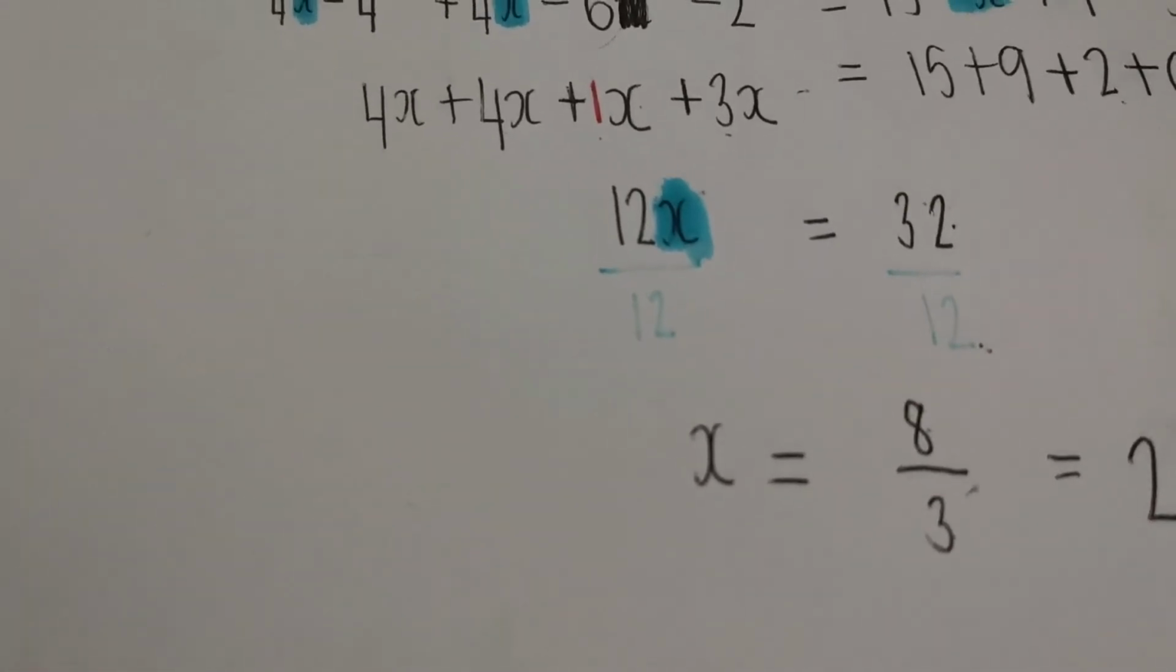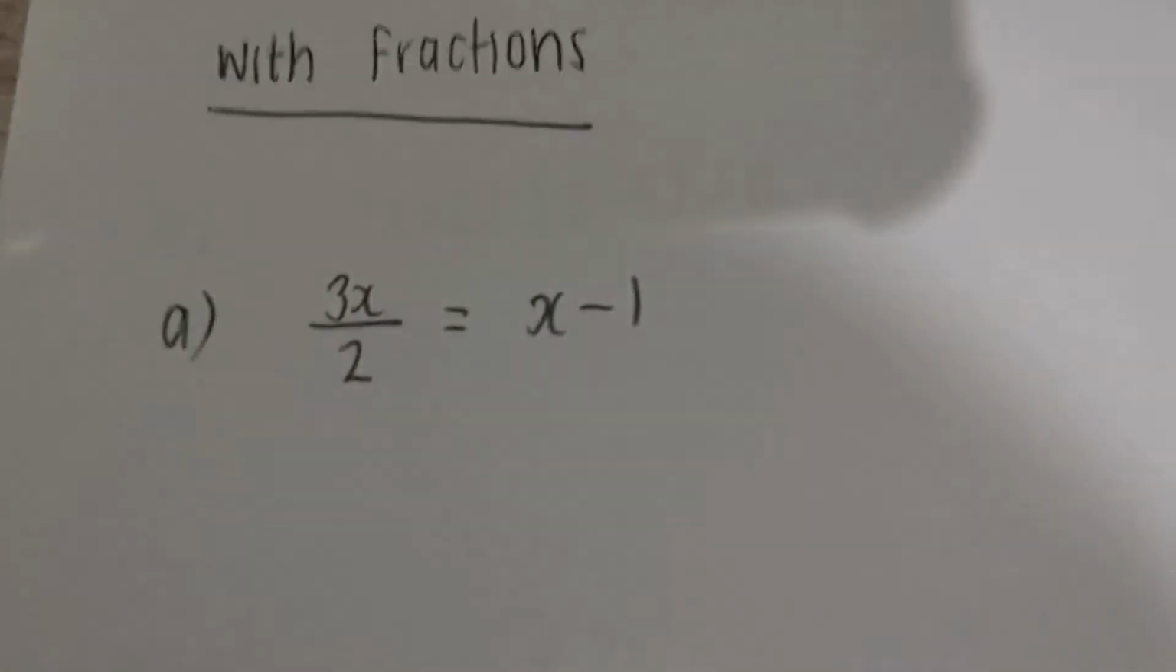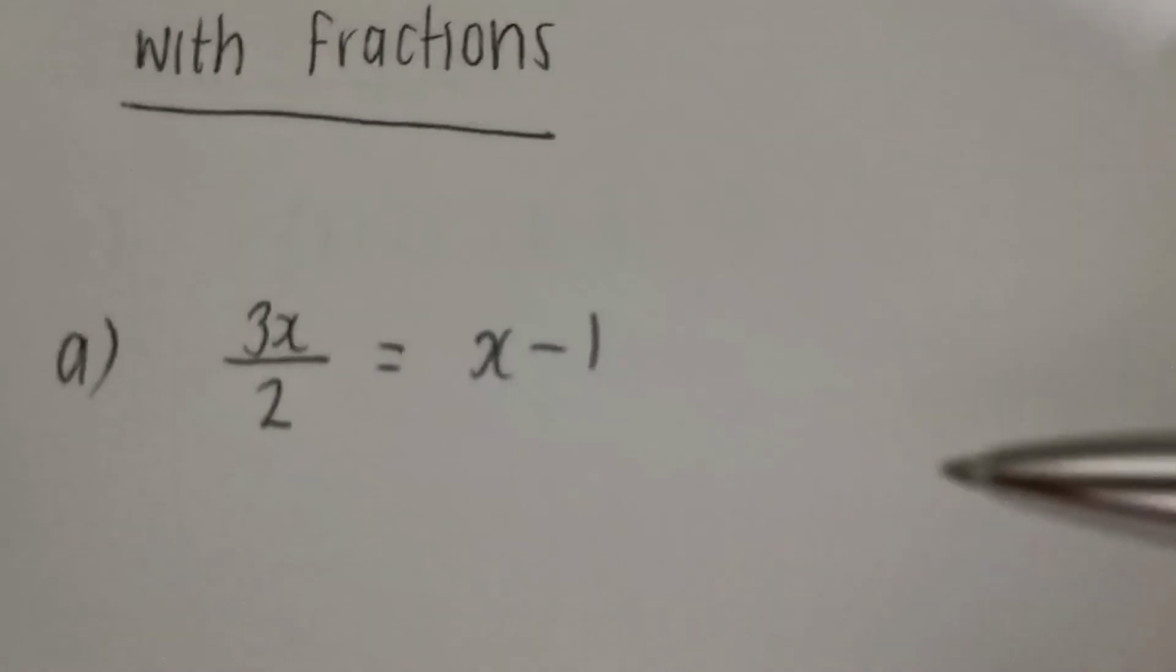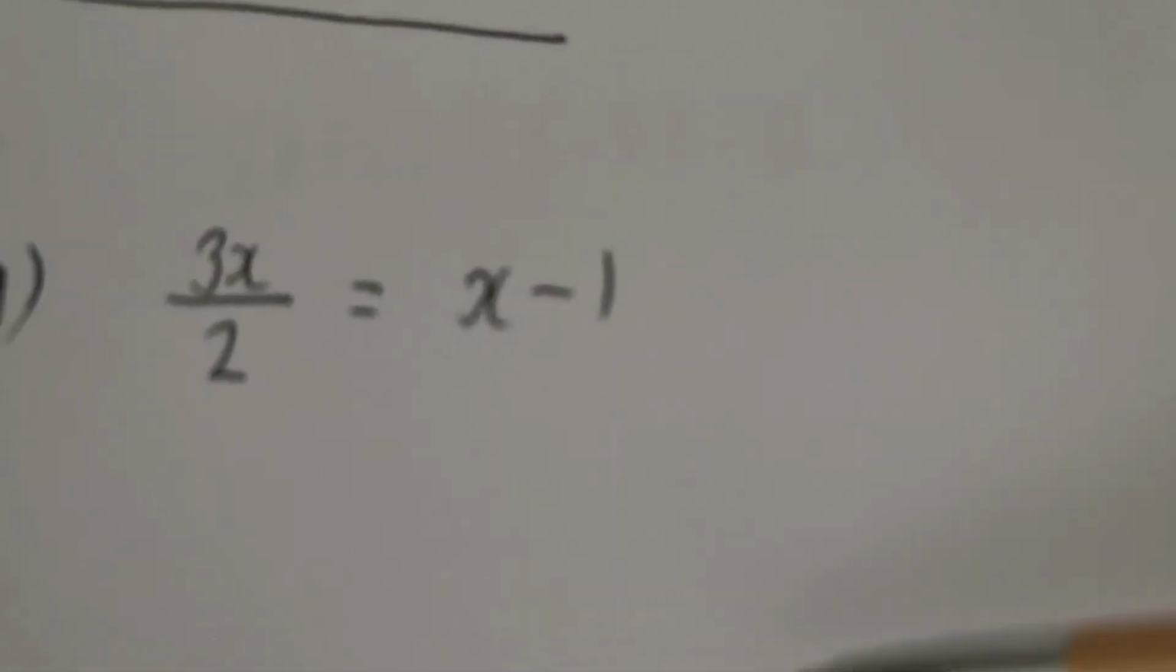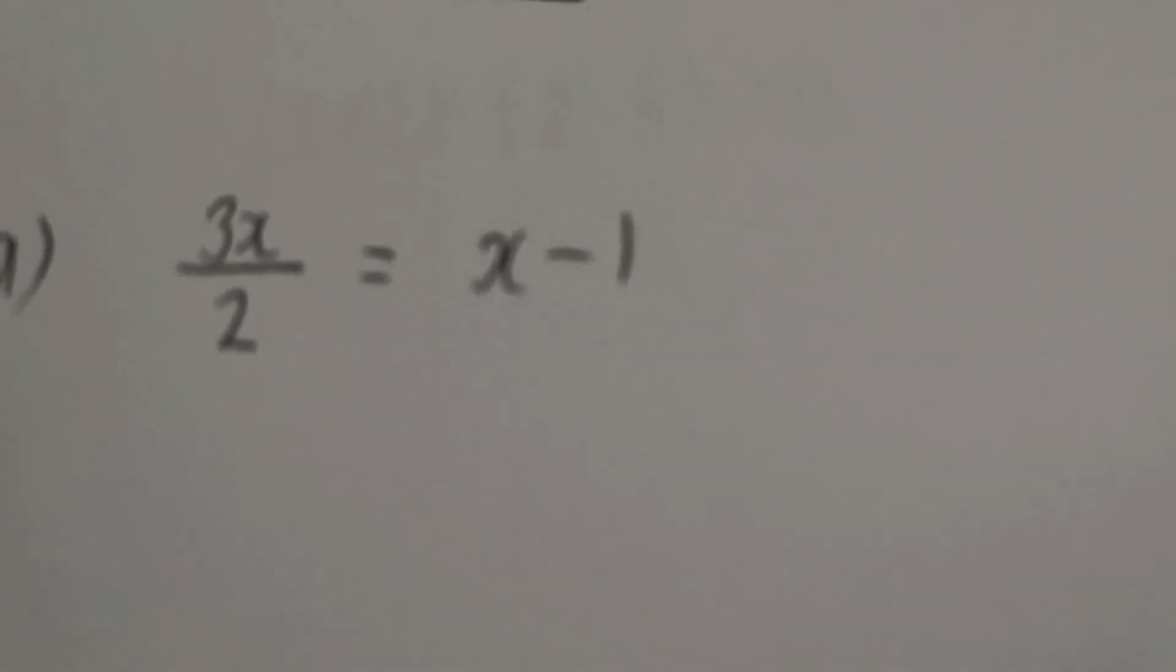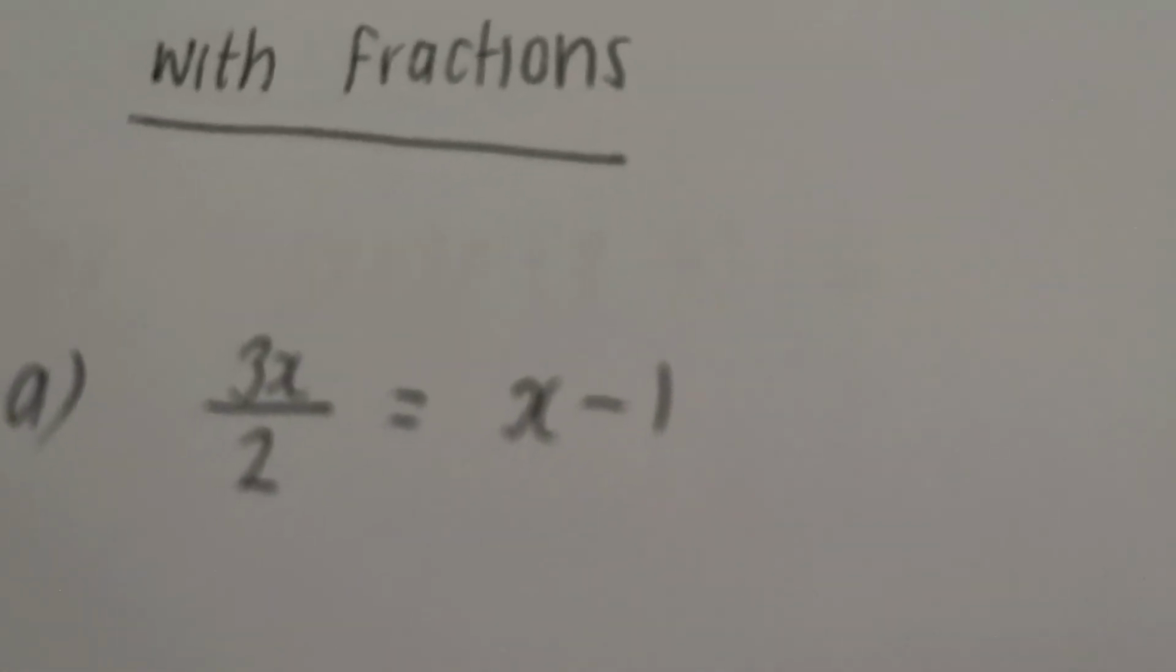No, you can leave your answer like this, or if you want to, you can say how many times does 3 go into 8? It's 2 times. There's a remainder of 2 over 3. You can do that if you want to, but otherwise you can leave your answer like this. It's perfectly fine.